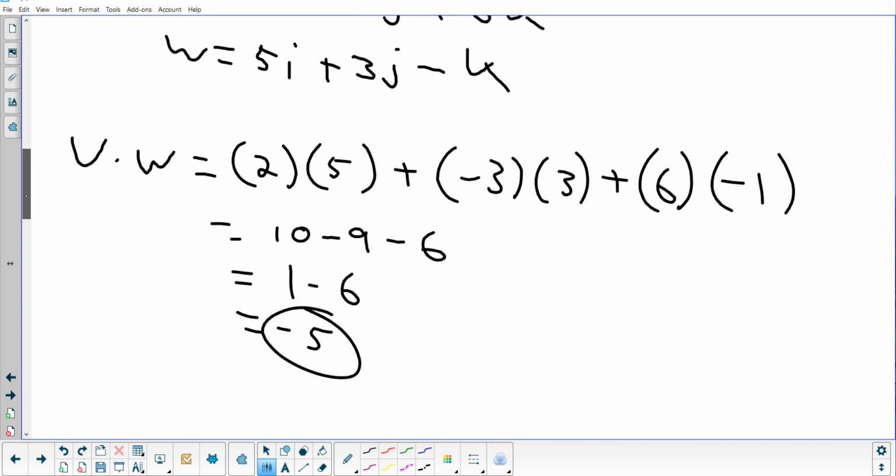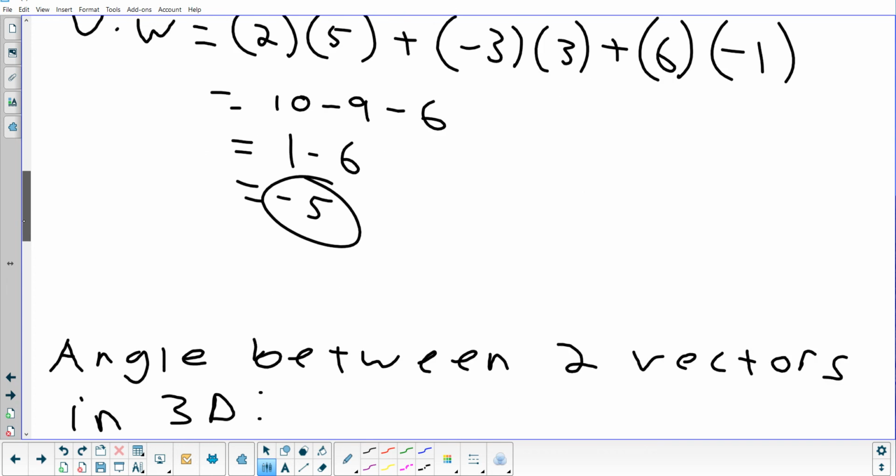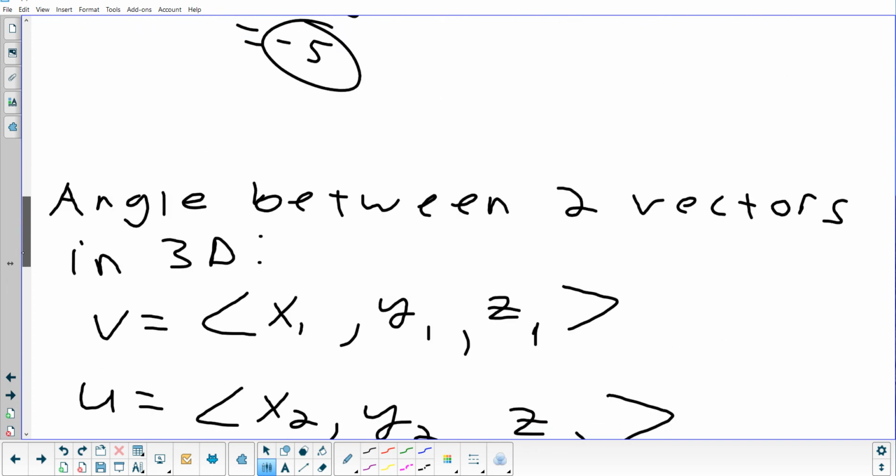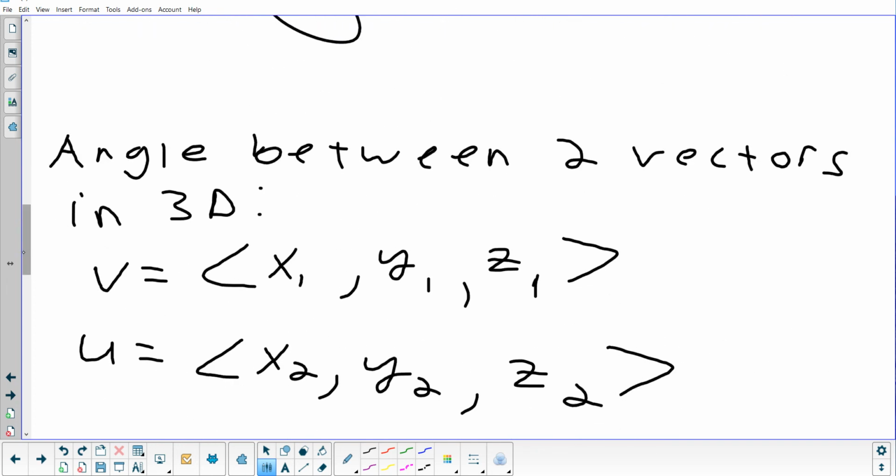Now, the last thing, we did this yesterday. What did we use the dot product for? Yep, finding an angle between 2 vectors. Right, so let's finish up with finding an angle between 2 vectors in 3D.